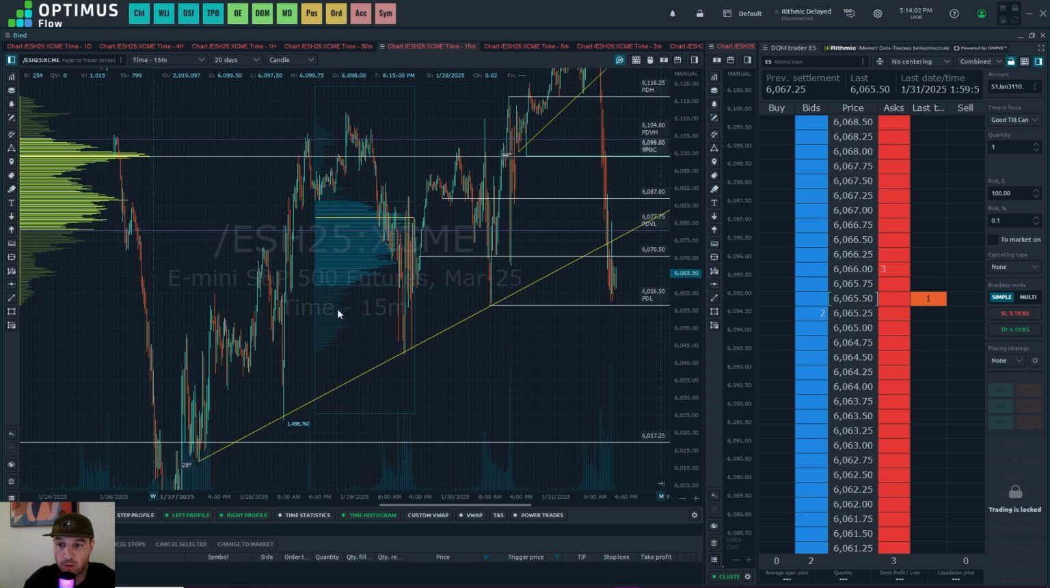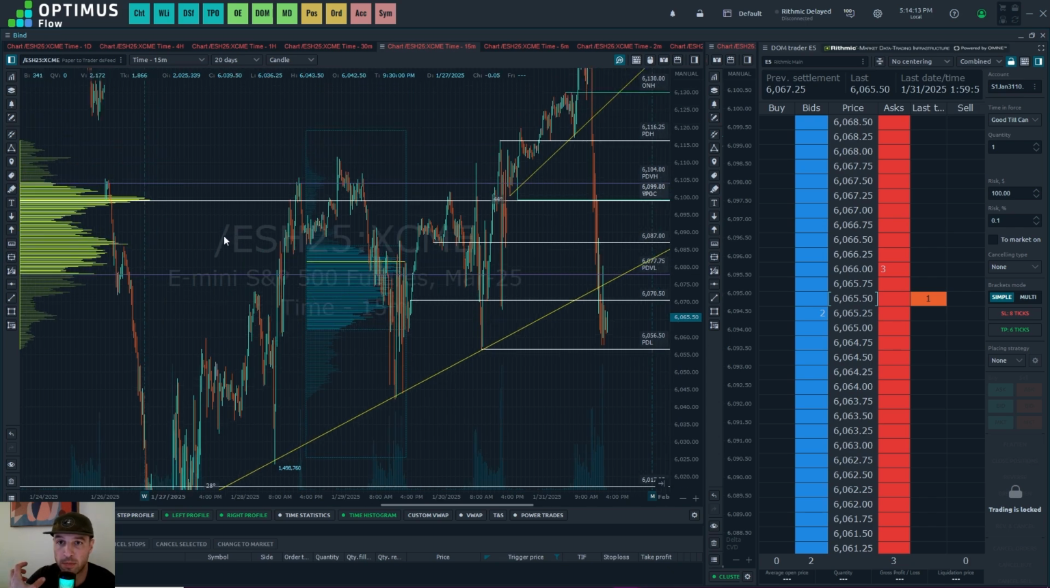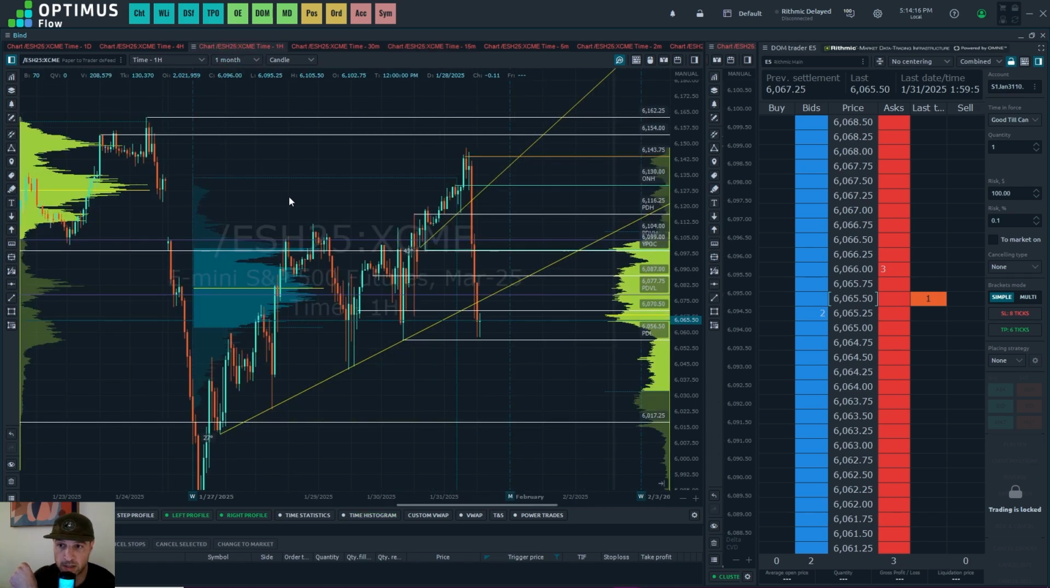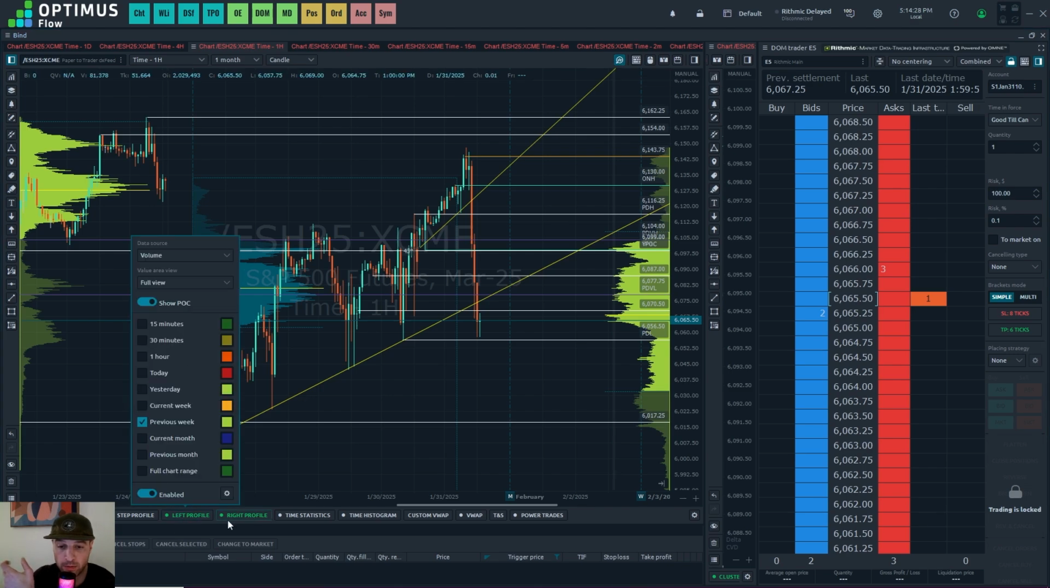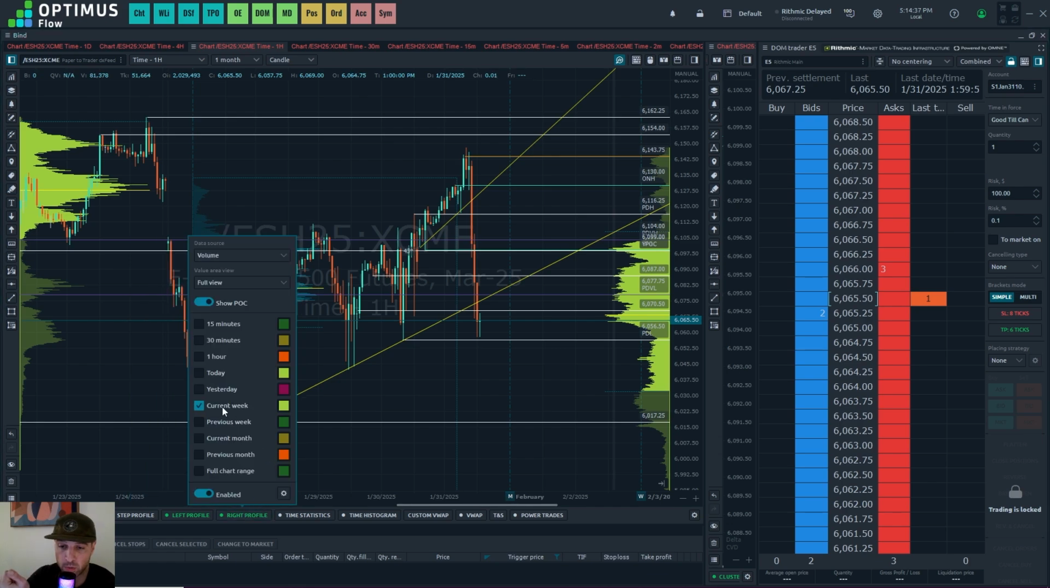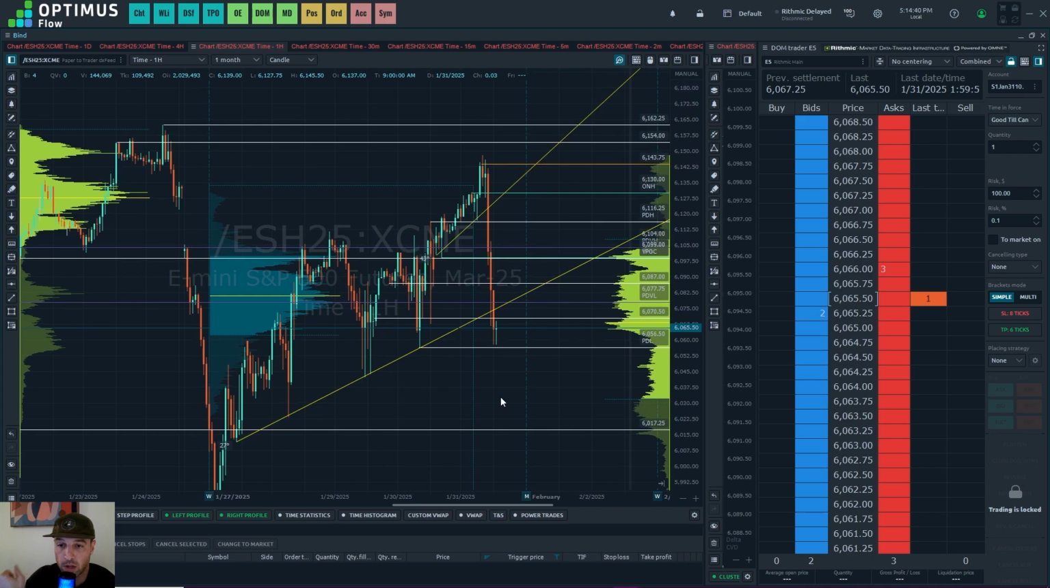With Optimus Flow, on the different types of time frames that I have for my charts, I always have a volume profile on the left or the right at a minimum. On some charts, I have them on both sides. And we'll get into that reasoning here in a second. But with Optimus Flow, you have to activate the volume analysis toolbar, come down here to the left profile or the right profile, enable it. And on this hourly chart on the left, I have the previous week's volume profile. And on the right, I have the current week's volume profile. So that's how to get volume profile on your charts.